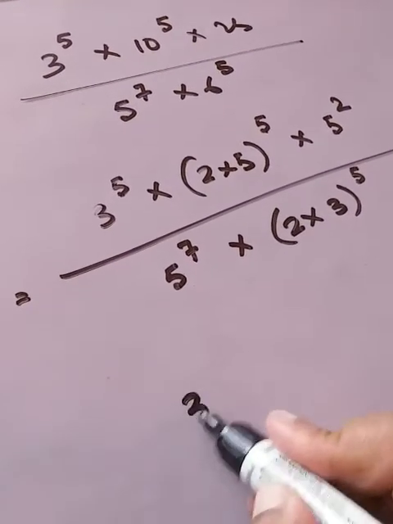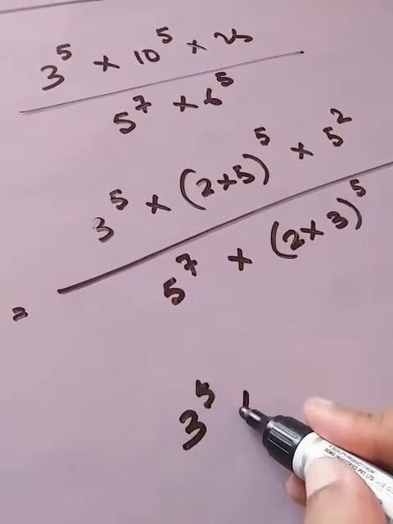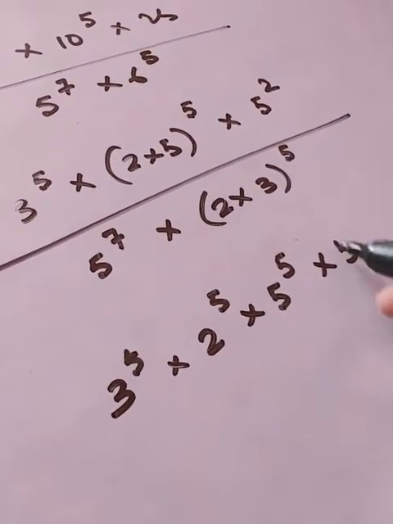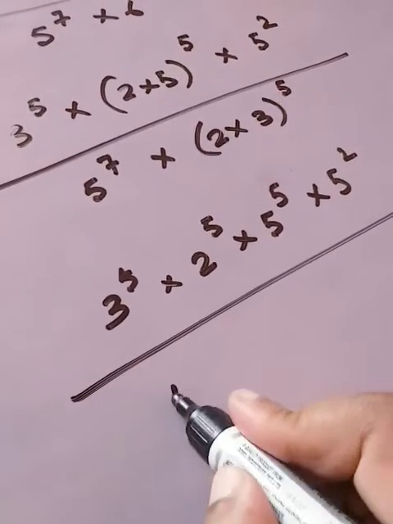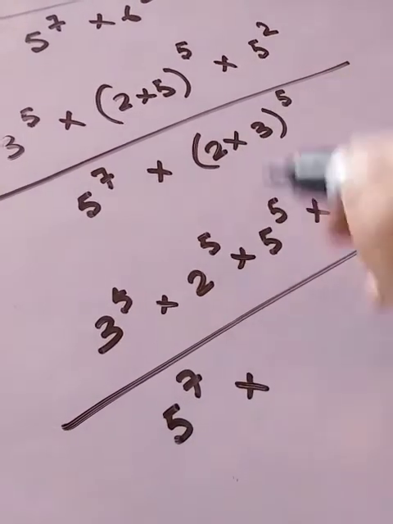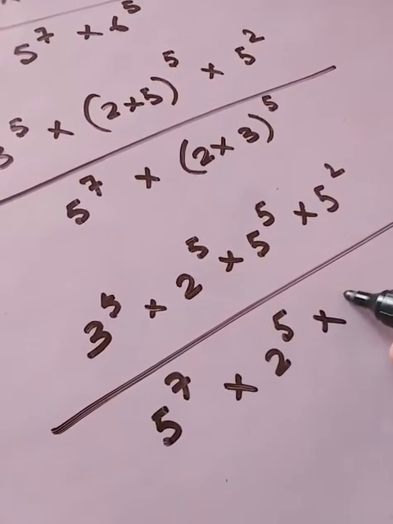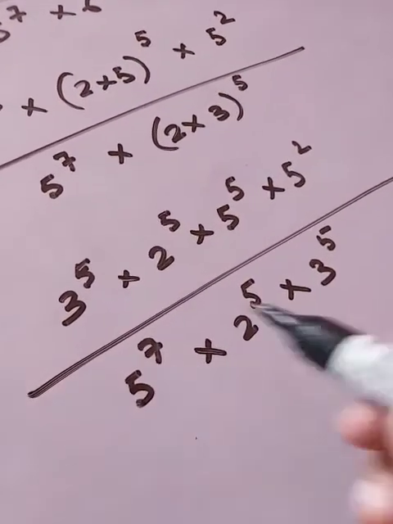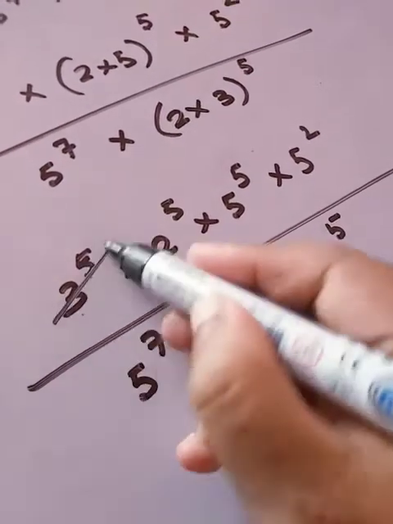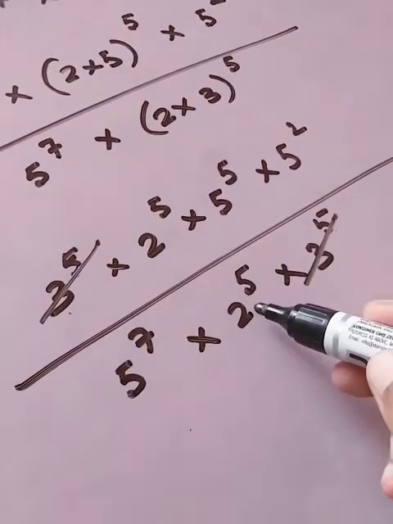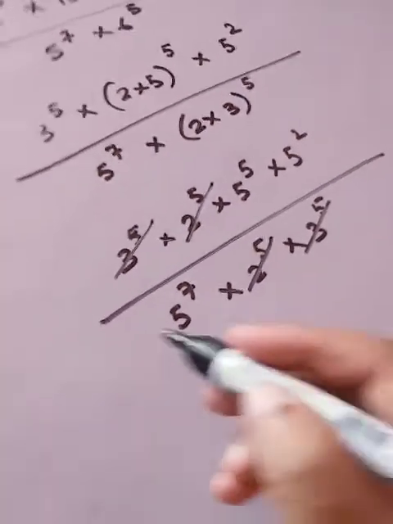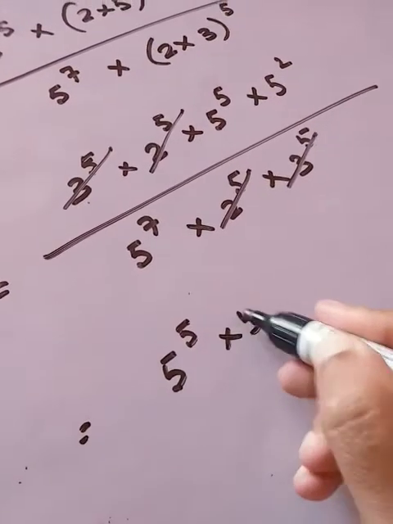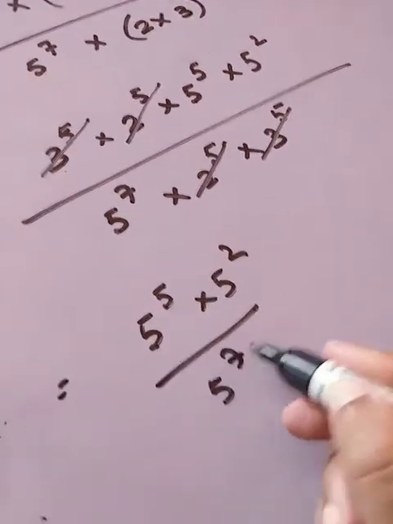Now we'll just separate it. So 2 to the power 5 into 5 to the power 5 into 5 square upon 5 to the power 7 into 2 to the power 5 into 3 to the power 5. Now see if any similar term is there. Yes, 3 to the power 5, 3 to the power 5, cancel it. 2 to the power 5, 2 to the power 5, cancel it. So what is remaining? Remaining is 5 to the power 5 into 5 square upon 5 to the power 7.